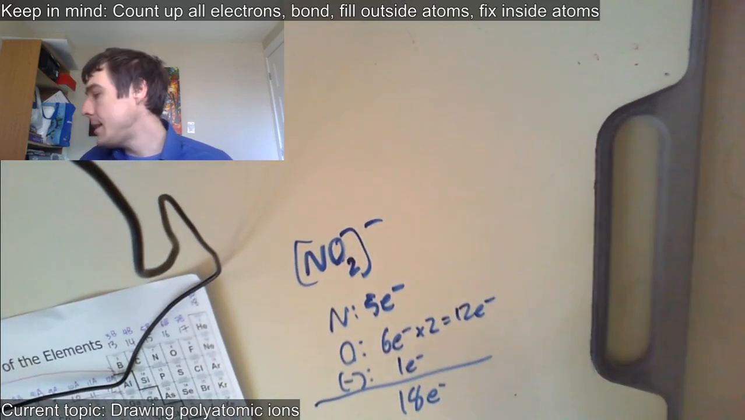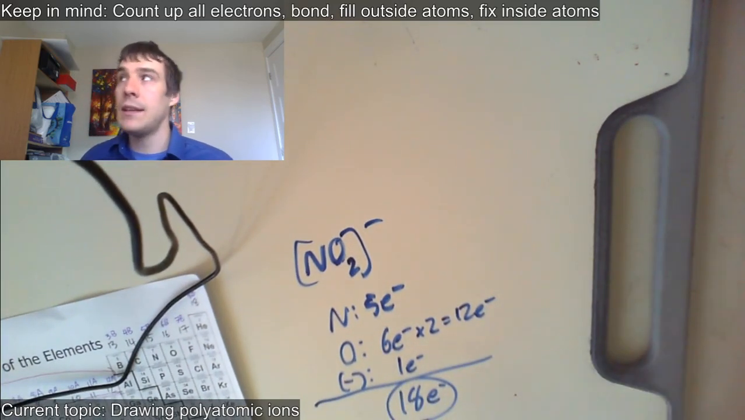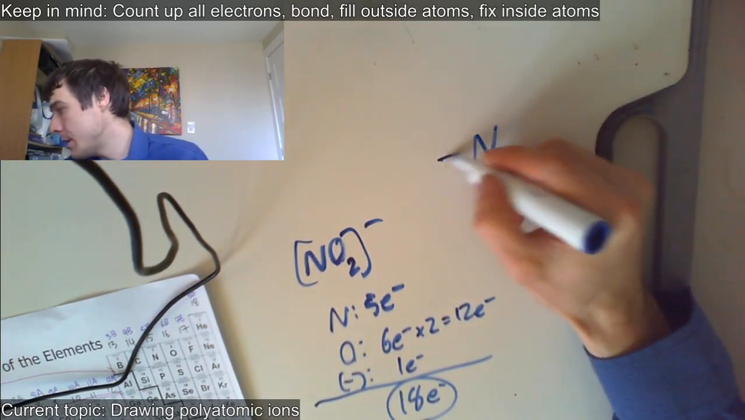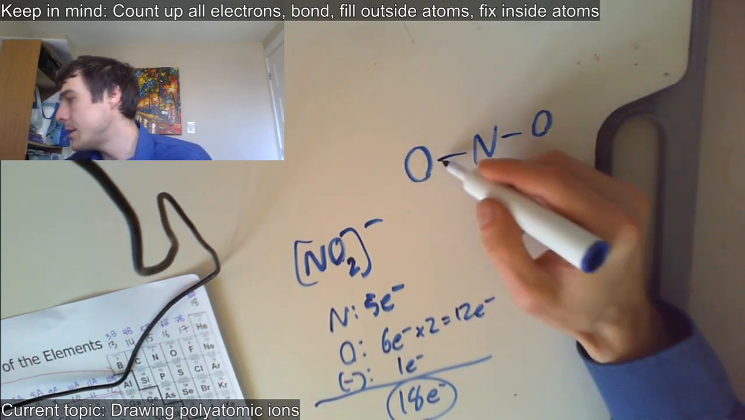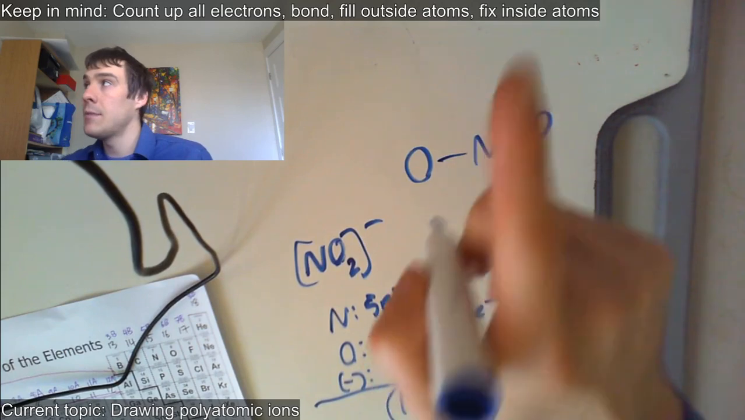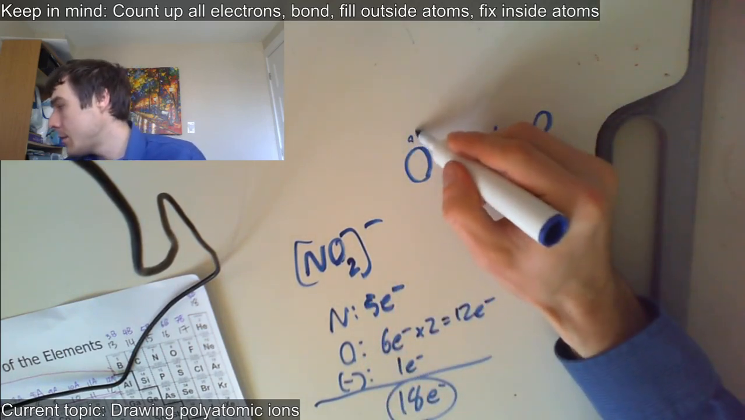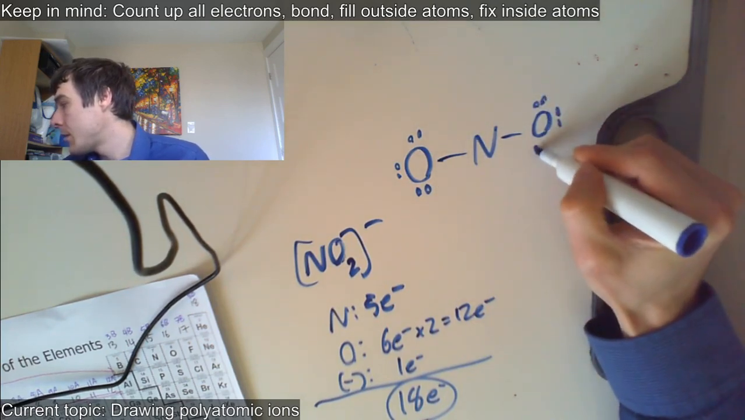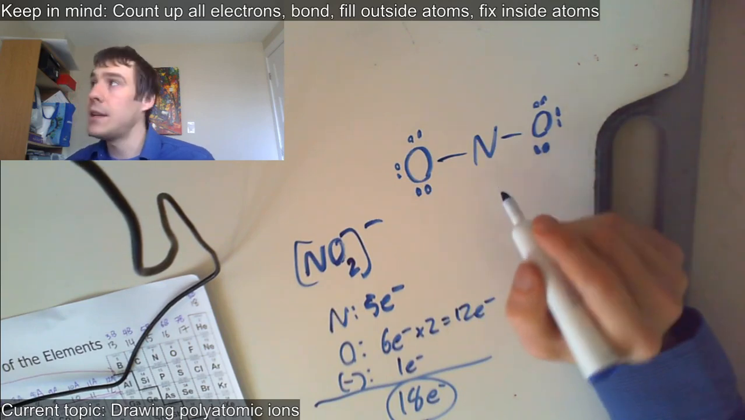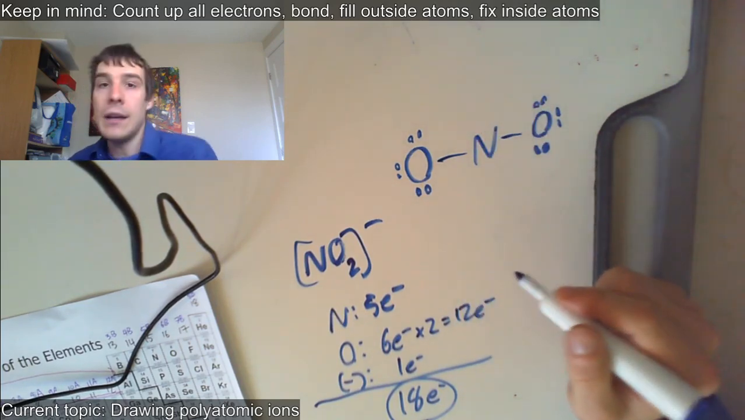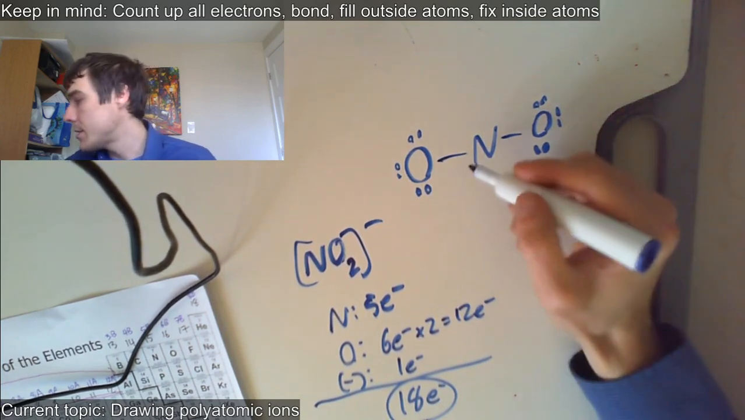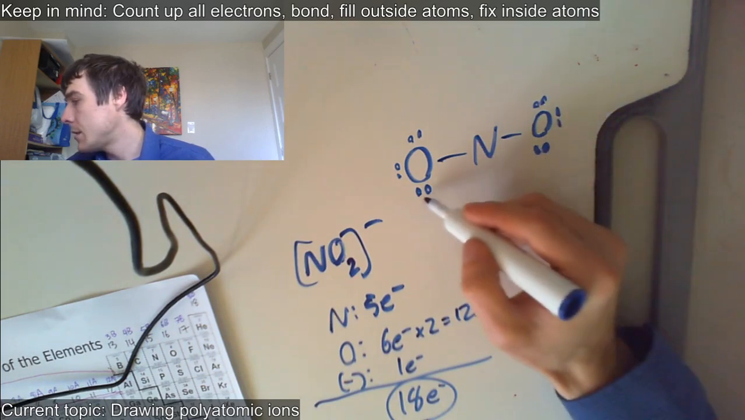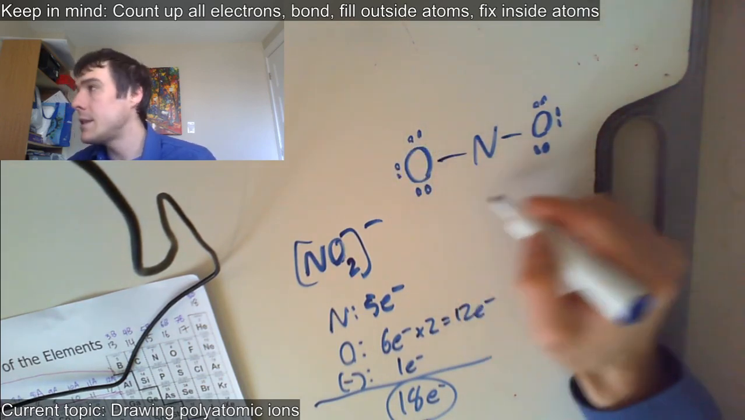So I have to put 18 electrons around our atoms. Next step, bond. So we put our nitrogen there. We're going to just use one bond. That's using up 4 electrons already. Then we're going to fill up our outside atoms: 1, 2, 3, 4, 5, 6 and 1, 2, 3, 4, 5, 6. We filled up our outside atoms, but we haven't used all of our electrons. If we look at this, 1, 2, 3, 4, 5, 6, 7, 8, 9, 10, 11, 12, 13, 14, 15, 16. We've used 16 electrons in blue.